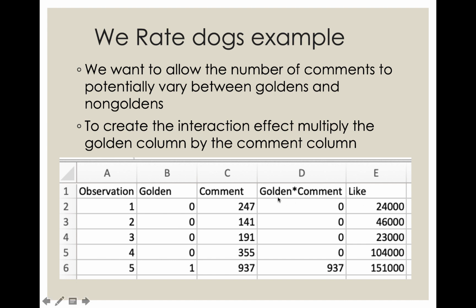To create this interaction effect in Excel, all you do is multiply two columns together. In this case, we want Golden times comments. Here, this times this equals this. Basically you just do it once, then do the arrow and double click, and it copies down for your entire data set. We can see that it's 0 for our first 4 observations because those are not Goldens, and 0 multiplied by anything is still 0. And then for our fifth, since it's a Golden, 1 times 937 equals 937.